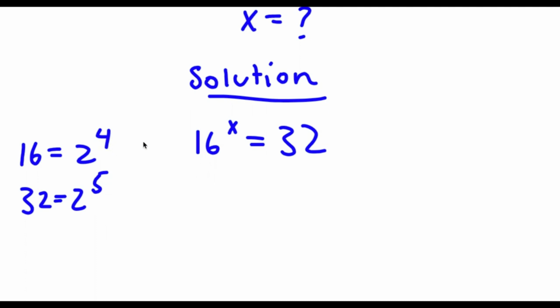So now if I replace 2 to the power of 4 for 16 and 2 to the power of 5 for 32, I get 2 to the power of 4 to the power of x is equal to 2 to the power of 5.